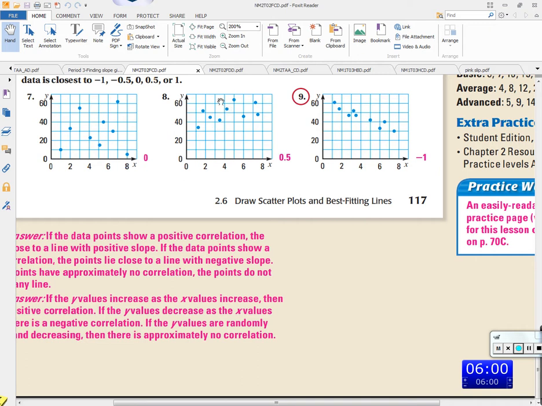That's right. Now, it'd be difficult to get exactly 0 or exactly 1. We're looking for closeness. Is it close to 1? Is it close to 0? Given the choice between negative 1, negative 0.5, 0.5, and 1, what do you think would be the R value for this correlation? It's not 0, because it is correlated, but it's not very highly correlated.